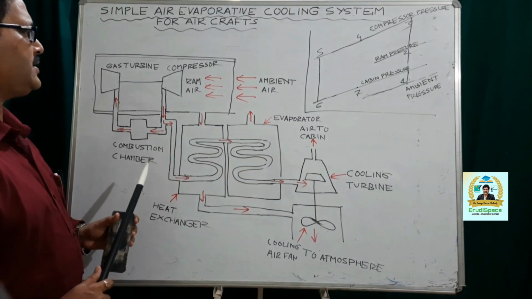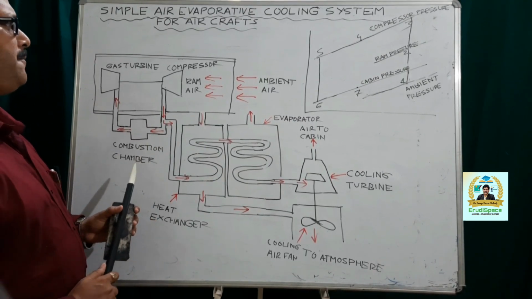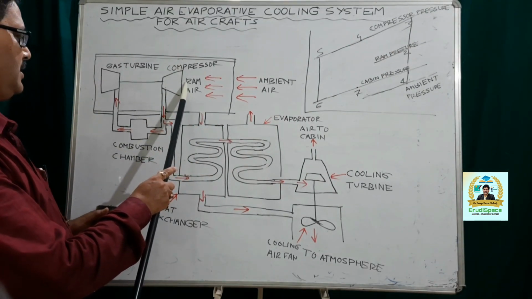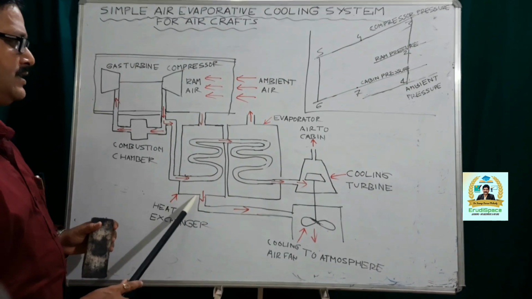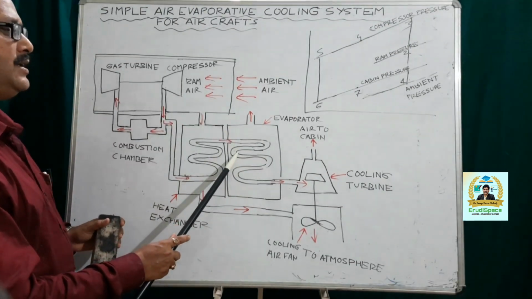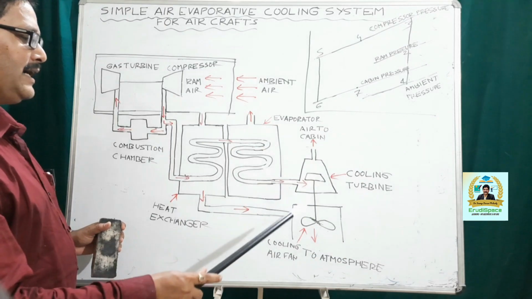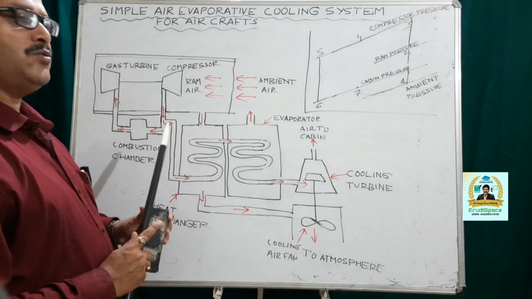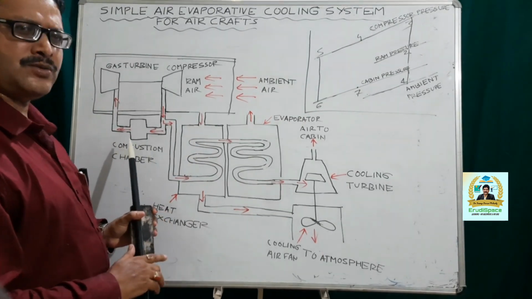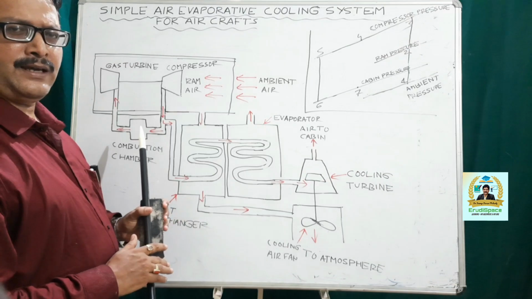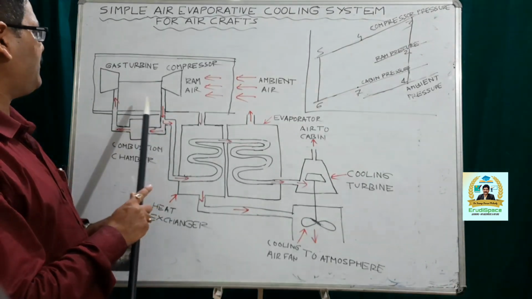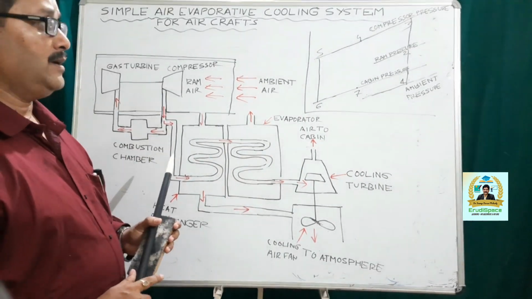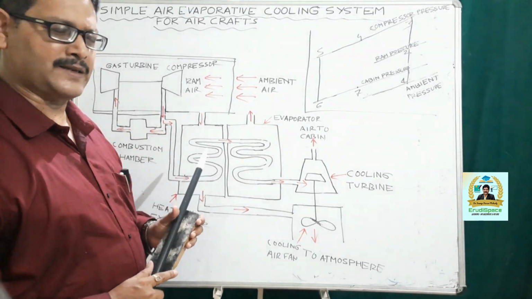So the essential components of the refrigeration system are first your diffuser, then you have compression, then you have a heat exchanger, you have an evaporator, you have a cooling turbine, and you have a cooling air fan. The gas turbine cycle, which is a must for any aircraft, has a gas turbine and a combustion chamber. Now, we'll discuss how actually the system works.